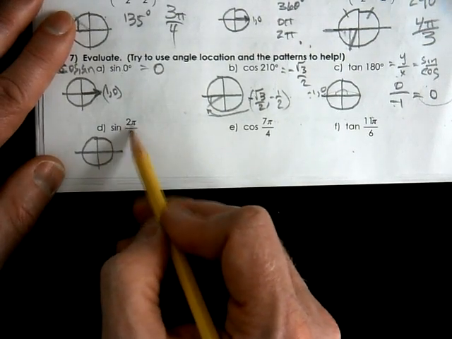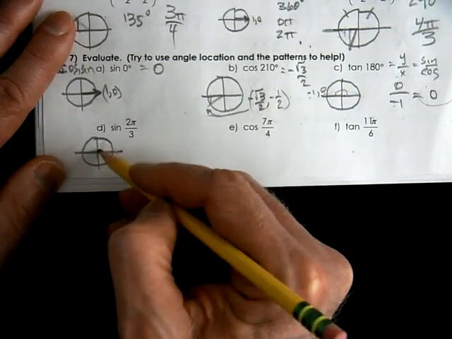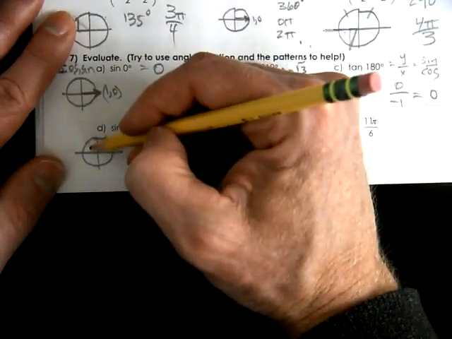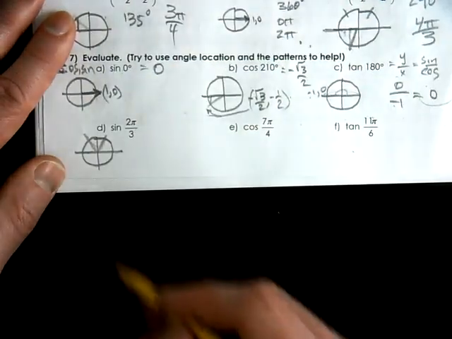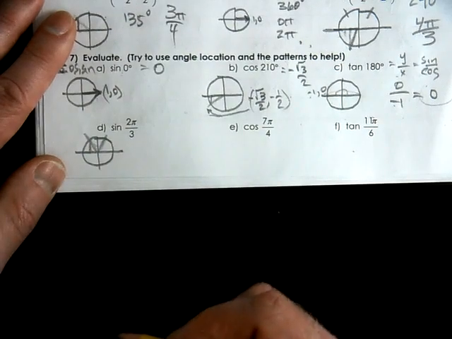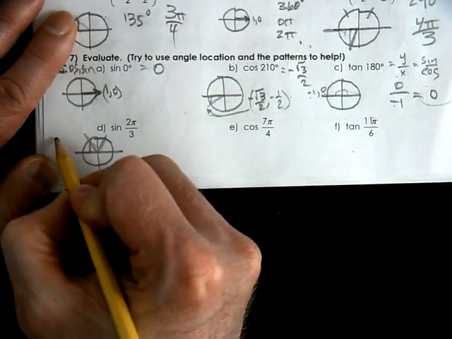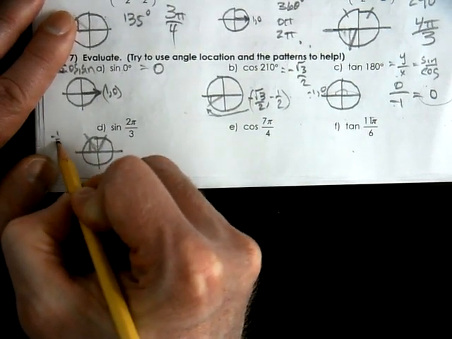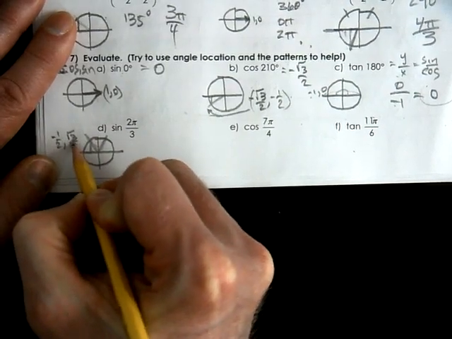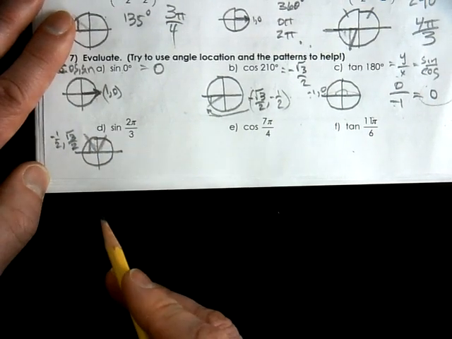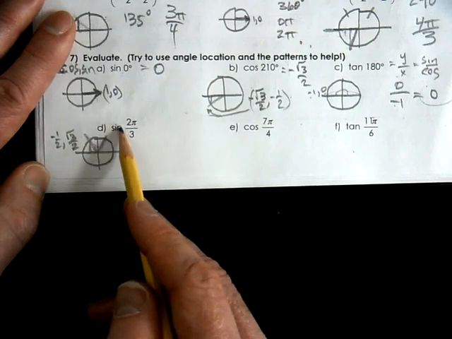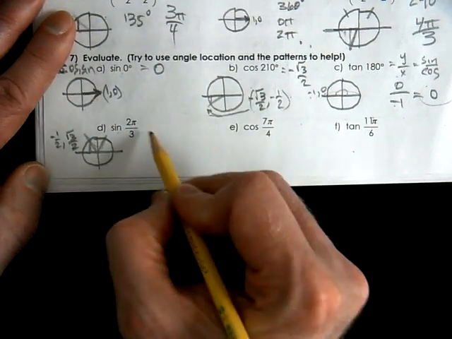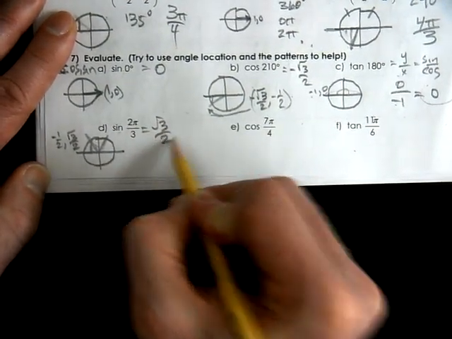2 pi over 3. This is an angle. This is 1 over 3. This is 2 over 3. That's way up there. So our coordinate is over a half, up a lot, short, long. So we're looking for the y value. So we're looking for root 3 over 2.